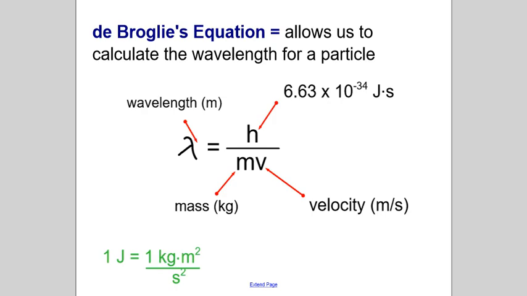Now, first off, this equation really doesn't truly connect with electron notation. In our last video that was all about light and energy and all that stuff, this should have probably been in there. So this is de Broglie's equation, which allows us to calculate the wavelength for a particle.